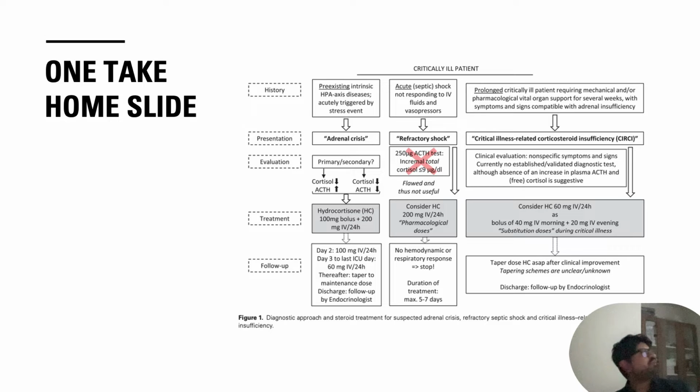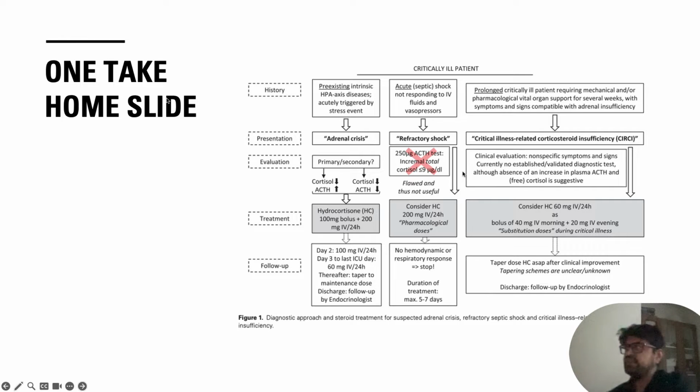Second is an acute septic shock not responding to vasopressors. A lot of whatever data we have is from this particular segment. All this French study, the CORTICUS study, we'll discuss those studies, comes from this. In this situation, they say that in a refractory septic shock not responding to vasopressors, you can consider giving steroids, which helps. The third group is what is known as CIRCI, which is what we'll discuss in more detail.